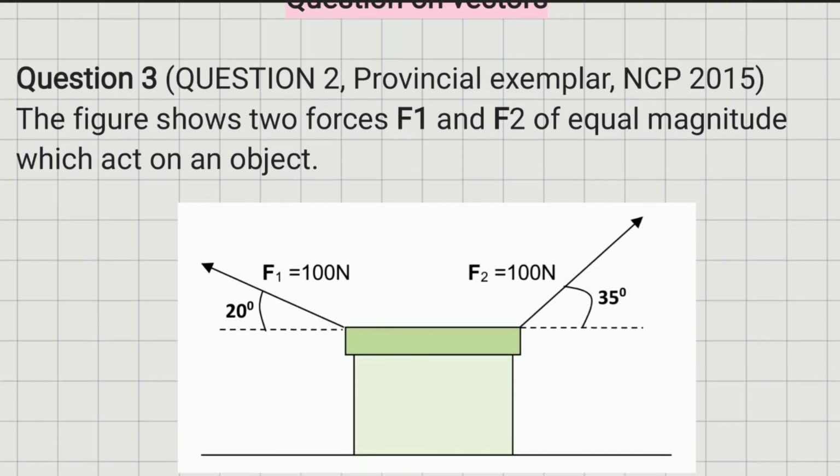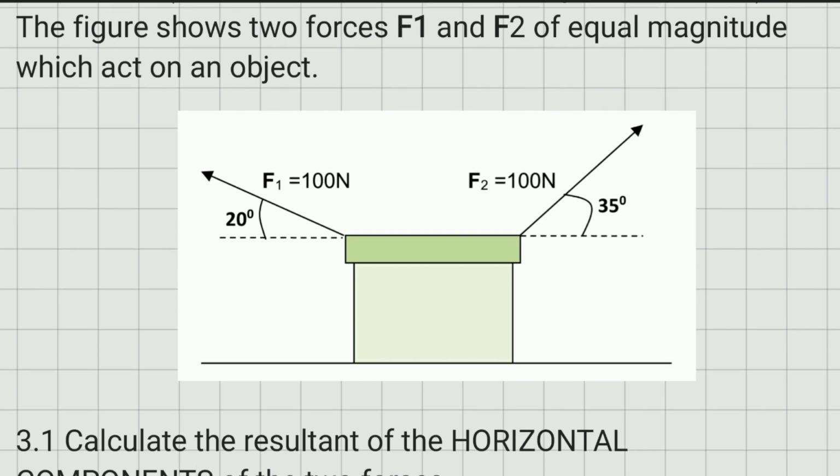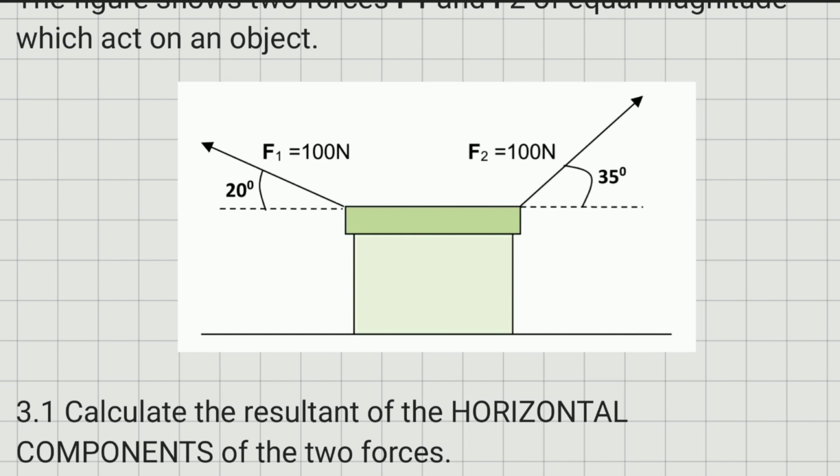So the first question we're going to be solving says the figure shows two forces F1 and F2 of equal magnitude which act on an object, and you have the two forces there. 3.1, calculate the resultant of the horizontal components of the two forces there. So we're looking for the horizontal component. Please note that each of these forces has a horizontal component, which in this case will be F1 in X, and we also have a vertical component, which in this case will be this arrow here, and it will be F1 in Y.